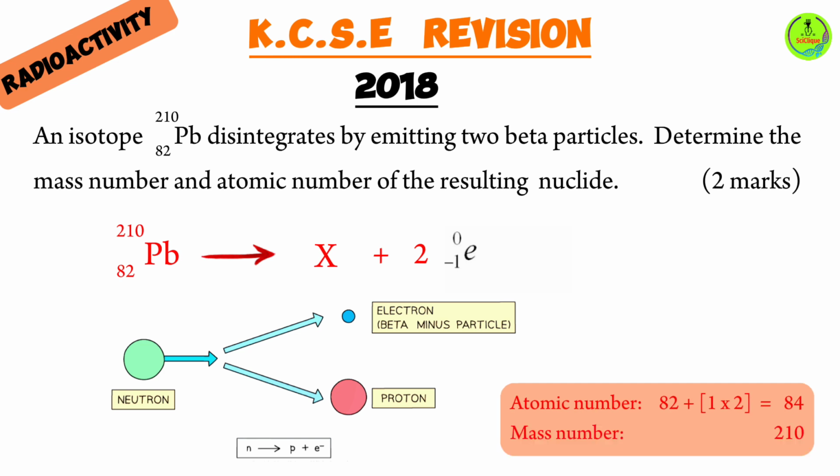What about the effect on the mass number? Now, when it comes to beta particles, the mass number remains the same. Remember, the mass number is the mass of neutrons and protons. So if we have a neutron converting to a proton, the number of neutrons will decrease, but the number of protons will increase. And if you sum these up at the end of it, you're going to end up having the same value. So the mass number does not change, it remains 210.